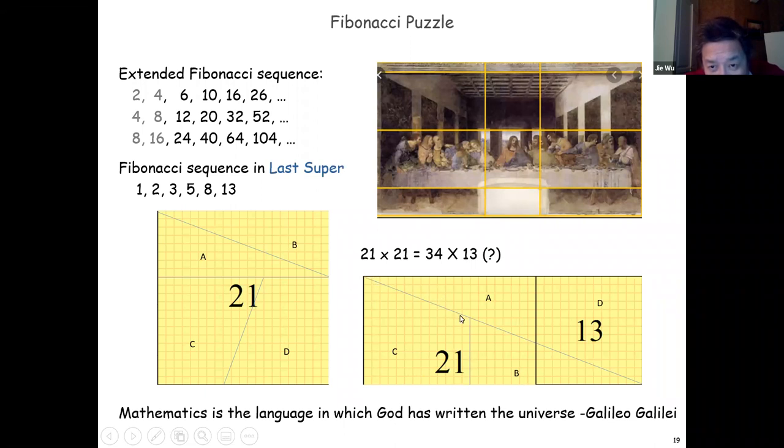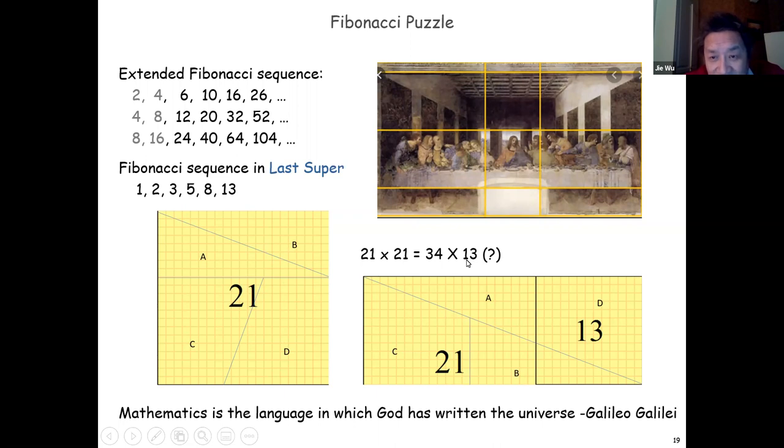Look at this one. This is C. Another one is D, right? C and D are the same. Then you put the A here, A and B. Okay, so the total length for this one is 21 plus 13. This becomes a rectangle. So what's this one? It's also 13, right? So 21 plus 13 is 34. And this one is 13. So it's 34 times 13.